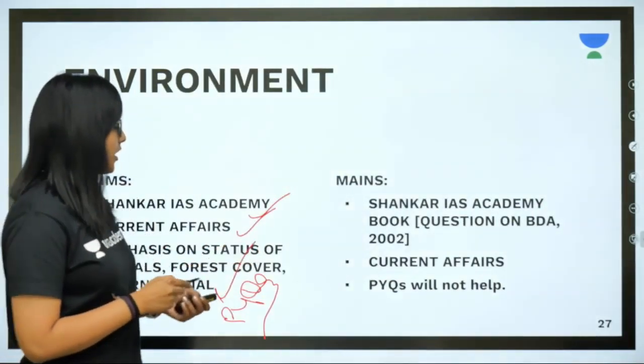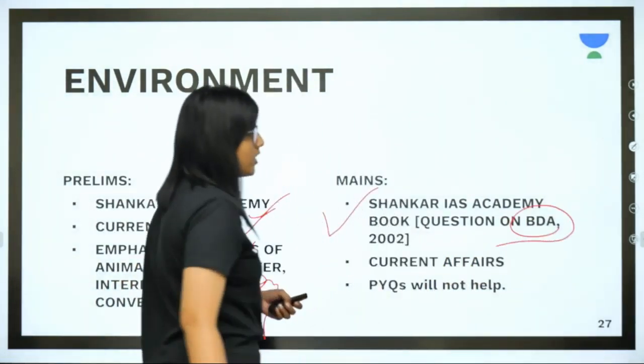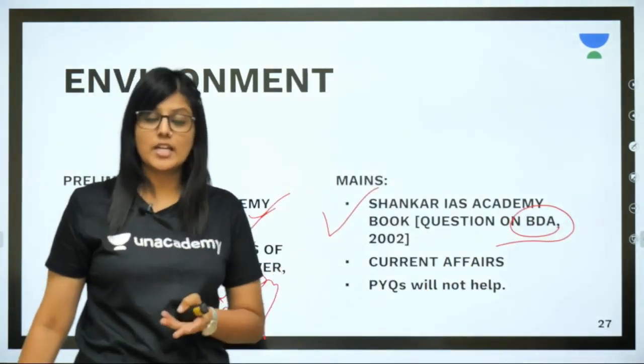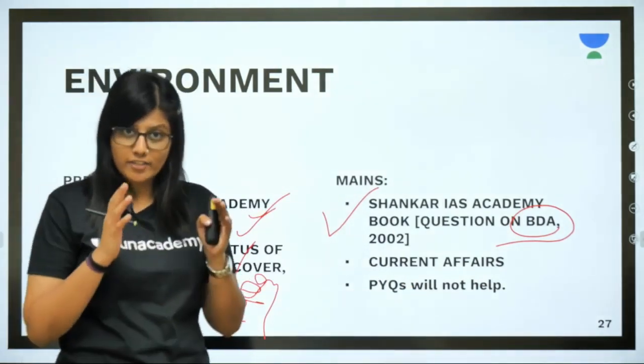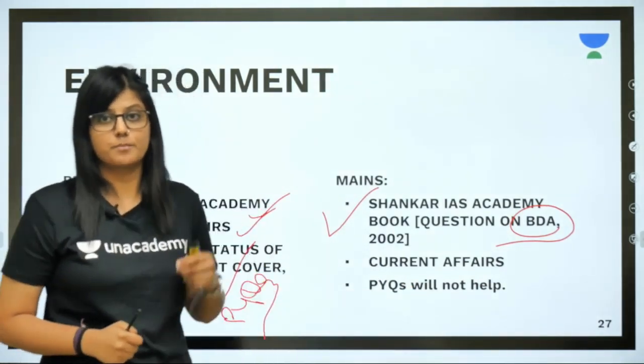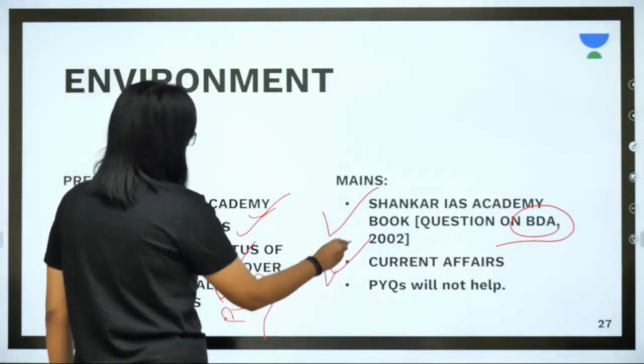So mains के लिए Shankar IAS Academy book is again important. इस साल question आया था BDA पे. I was very lucky, Biodiversity Act पे. I was very lucky that I had remembered things from then on and I could write a very genuine answer for this question. Current affairs again very very important.